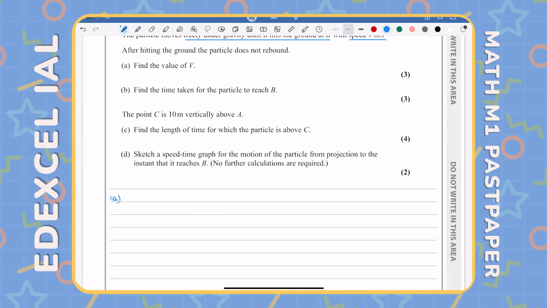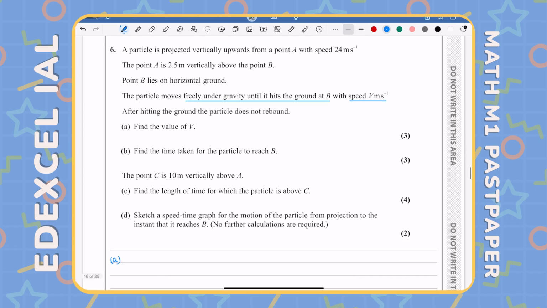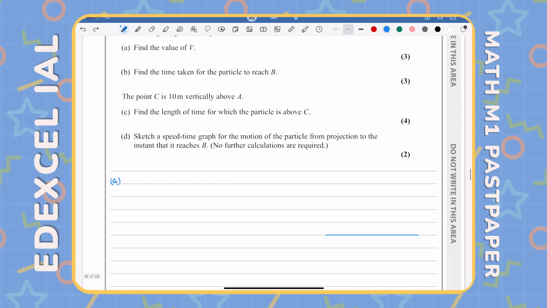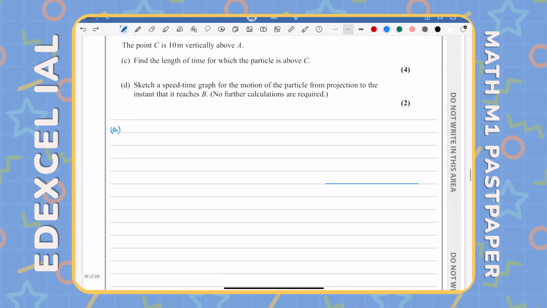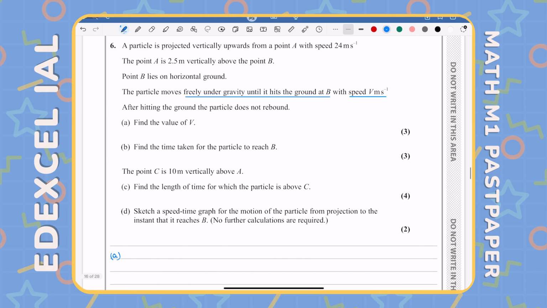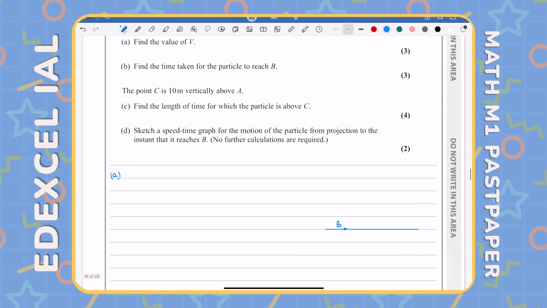Okay. So in questions like these, it's always a good idea to make a rough sketch, so that you have a better perspective as to where the ground is, where the particle is, where all the points that the question has mentioned happen to be. So the point B is basically on the horizontal ground. So let's say this is point B. However, the particle is not projected from the ground. The particle is projected vertically upwards from a point A, which is 2.5 meters above B. So that means the particle is projected from somewhere over here.